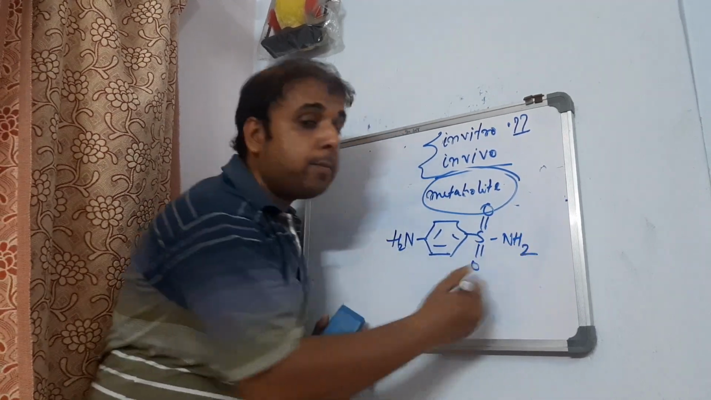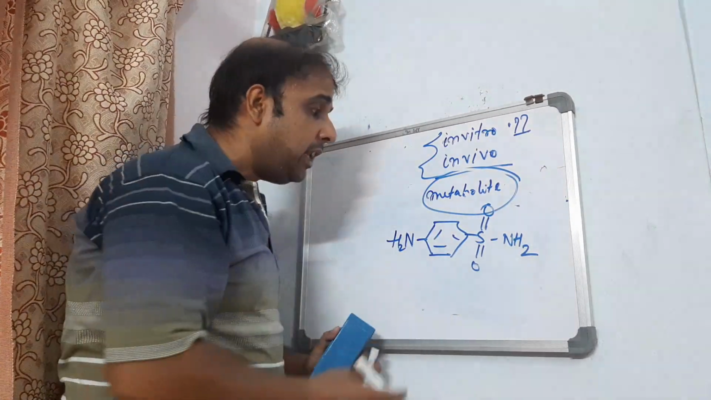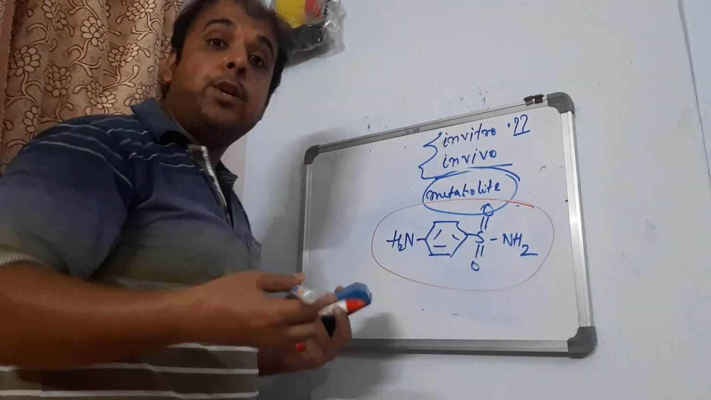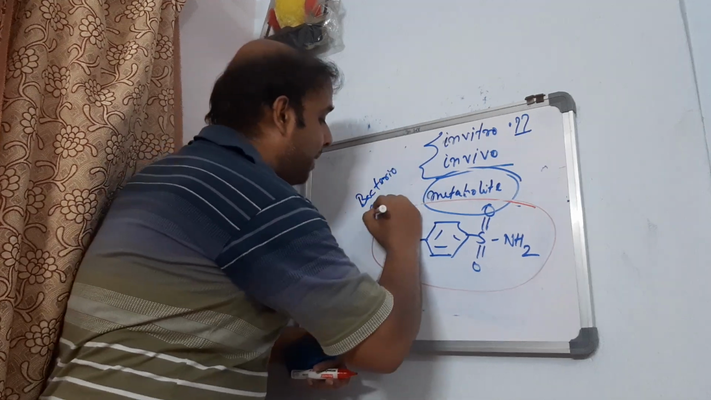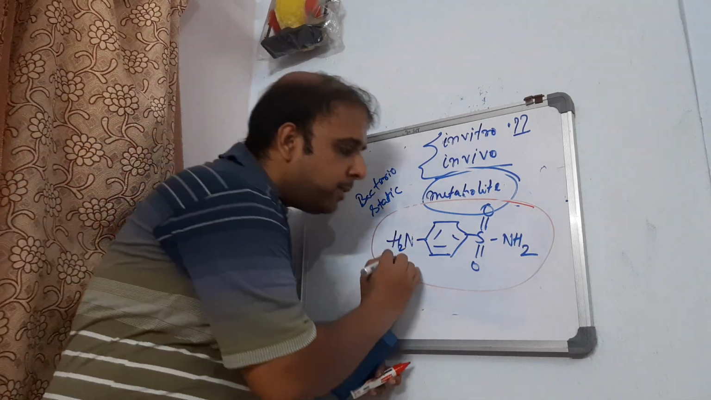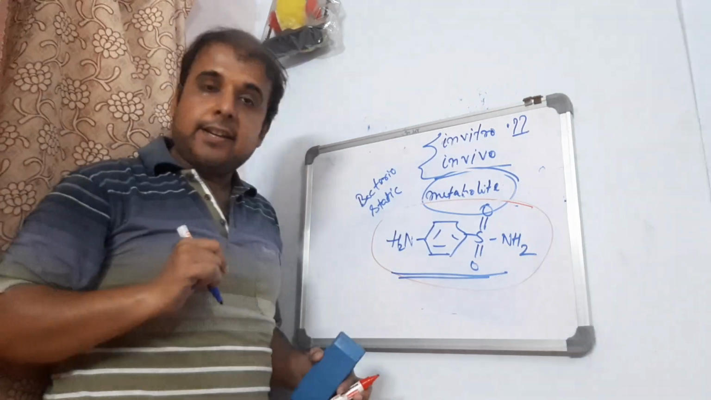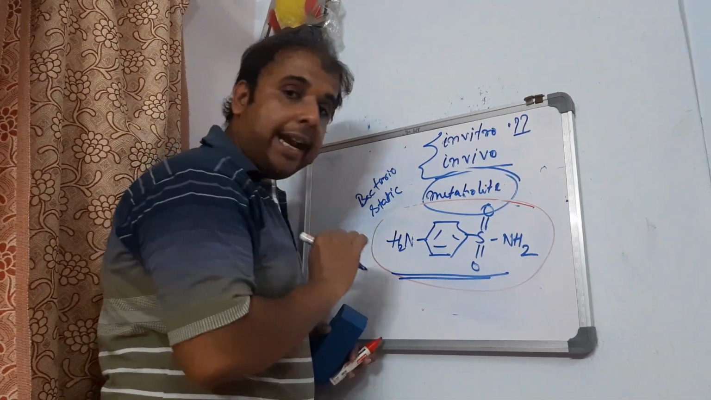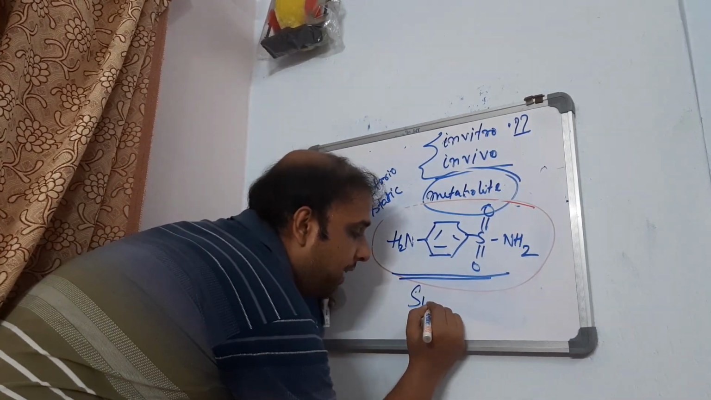Which was responsible for the biological effect, and the biological effect was nothing but the bacteriostatic effect. So this was the active metabolite responsible for the bacteriostatic effect. And the moment he identified the active metabolite, he named it sulfanilamide.